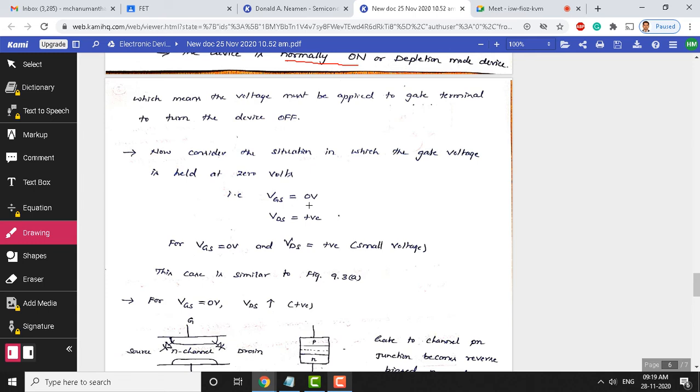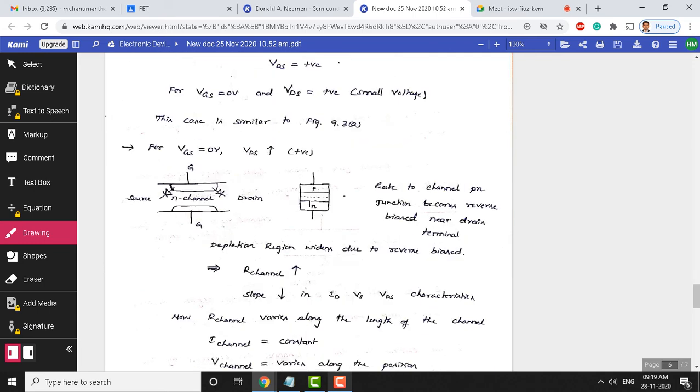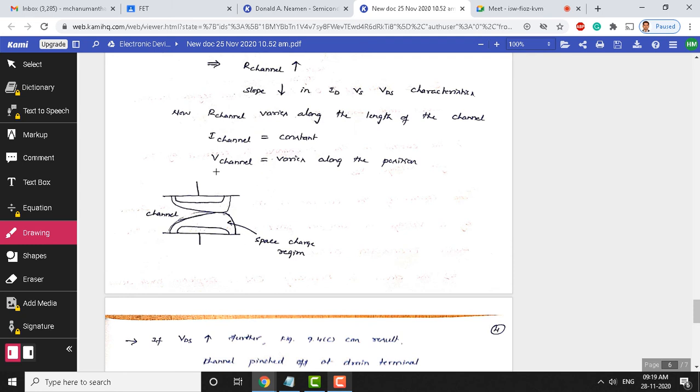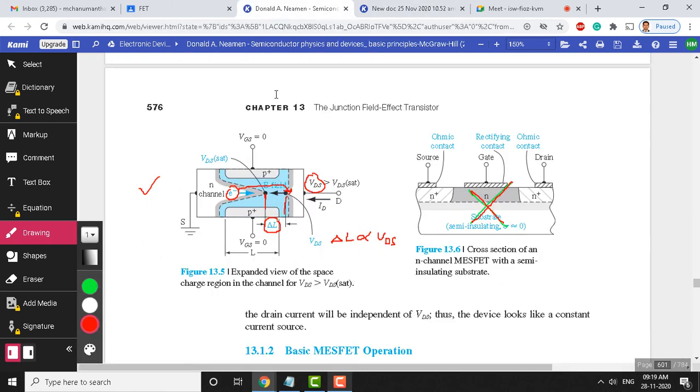The same thing has been illustrated here also. You can go through whatever we said there. You can see the channel variations we have shown, and the current in the channel is going to become constant. The voltage in the channel also varies along the position, and the voltage drop here is not constant. It varies along the length of the channel.